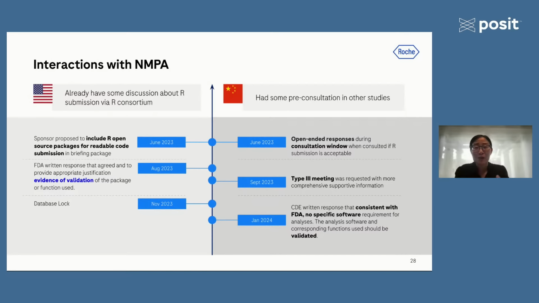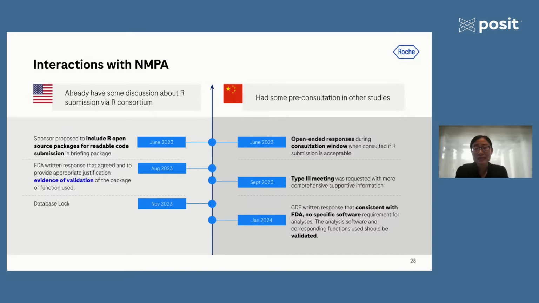For the comparison, we aligned the communication with NMPA and the progress with FDA on the same timeline. Initially, we raised the topic at a similar time, but we didn't get a clear response regarding the use of R in our submission. To address this, Roche requested a Type 3 meeting and provided more comprehensive supportive information from China, FDA, and the PMDA, as well as the industry's use of R in submissions.